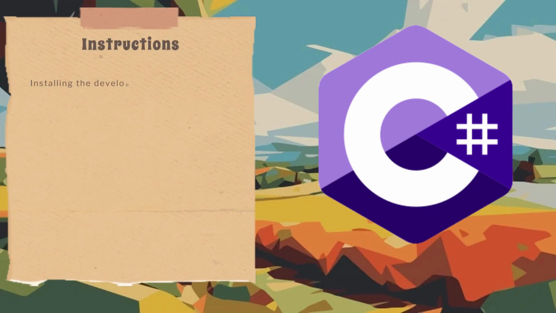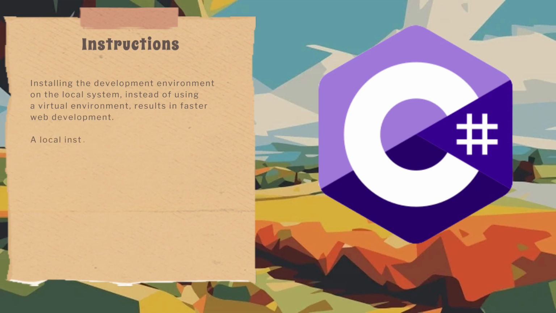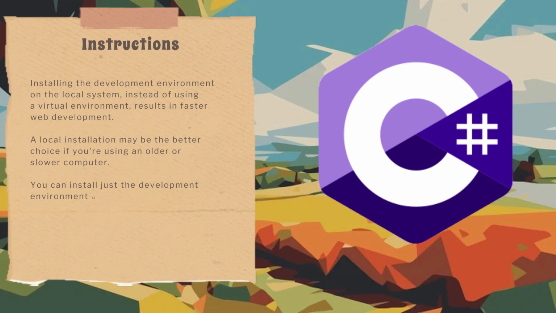Installing the development environment on the local system instead of using a virtual environment results in faster web development. A local installation may be the better choice if you're using an older or slower computer. You can install just the development environment using the instructions from the previous videos, without needing to install VirtualBox.